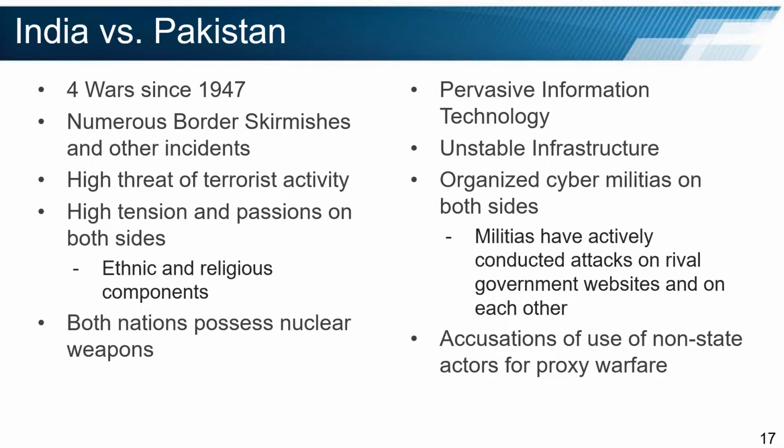Similar problems exist in India, as demonstrated by the recent Lahore terrorist attacks in which 16 were killed and dozens injured by suspected Indian terrorists. The relationship between these states is characterized by high tension and passion on both sides of the border, stoked by ethnic and religious conflict. Both nations also possess nuclear weapons, and both have relatively poor infrastructure and poor cybersecurity practices. There are organized non-state cyber militias on both sides, which have conducted numerous high-profile cyber attacks against their rival governments' websites. Some have accused both states of either using these militias as proxies or turning a blind eye to their activity.